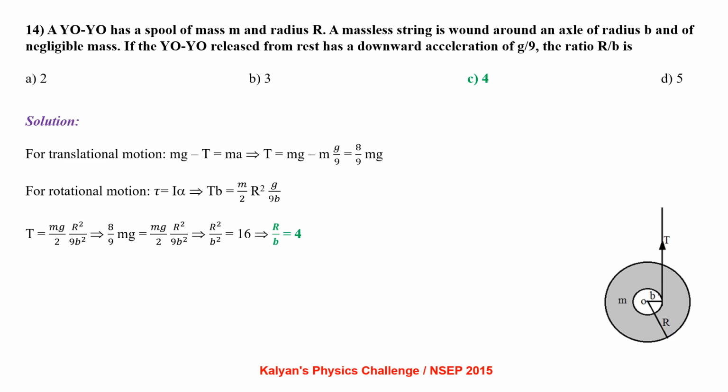For translatory motion, mg minus T equals ma, that is T equals mg minus m times g by 9, that is 8 by 9 mg. For rotational motion, tau equals I alpha, that is tension into b equals (m by 2) r square into g by 9b. So T equals mg by 2 times r square by 9b square, which gives us r by b equal to 4.